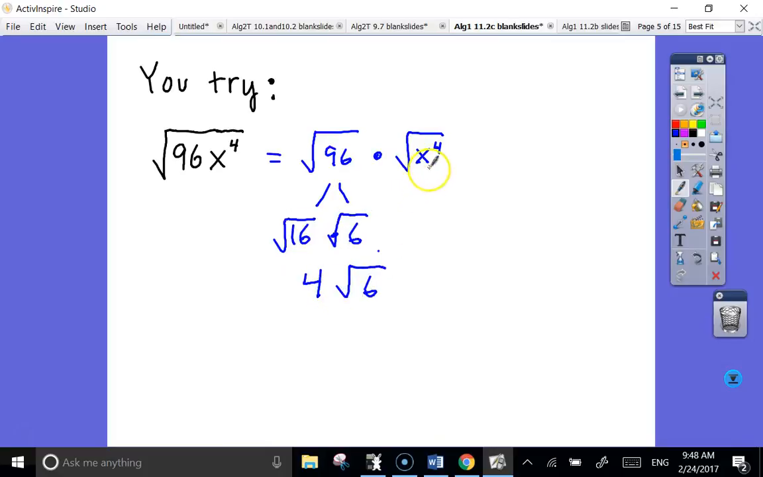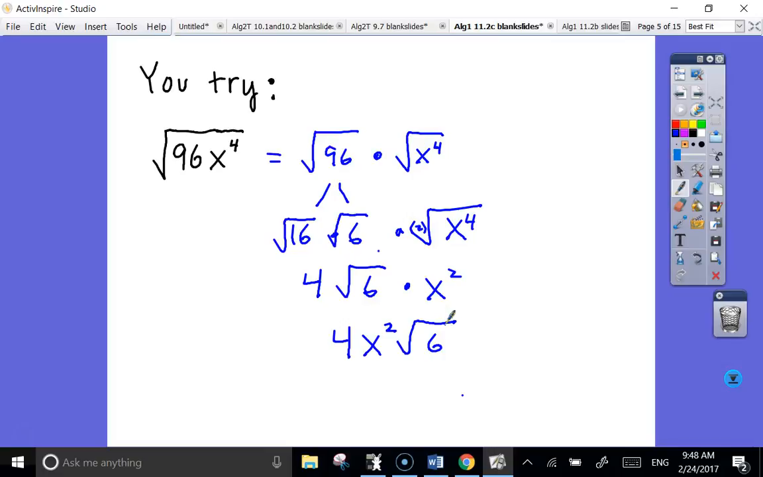Now, how many x's come out if you do the square root of x to the fourth? I'm going to simplify it like this, times x squared. Right? It's 4 divided by this little invisible index of 2. Now we wouldn't write it in that order. We'd always write the number first, the variable that's outside of the radical next, and the square root goes next. 4x squared times the square root of 6.